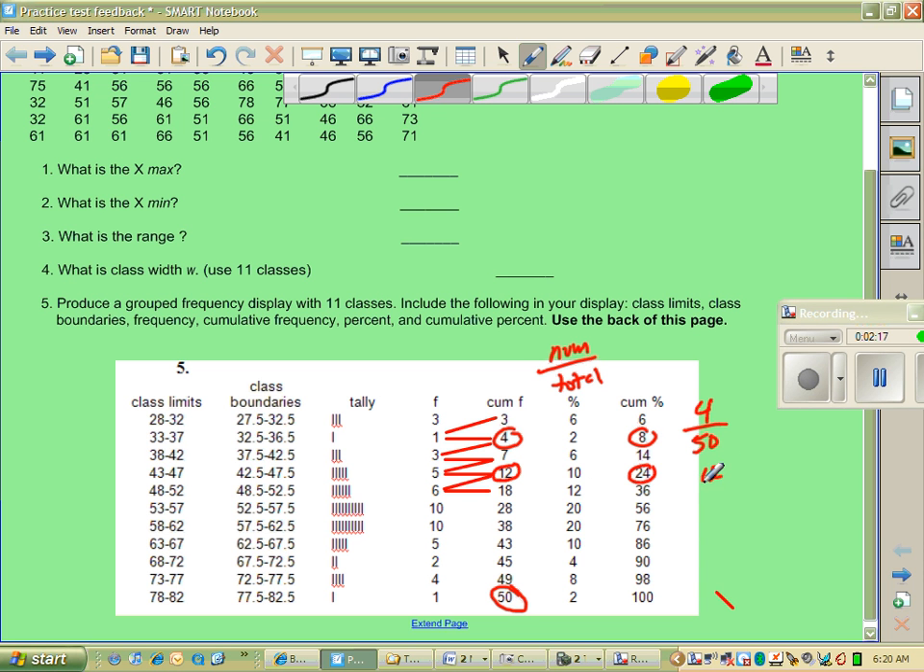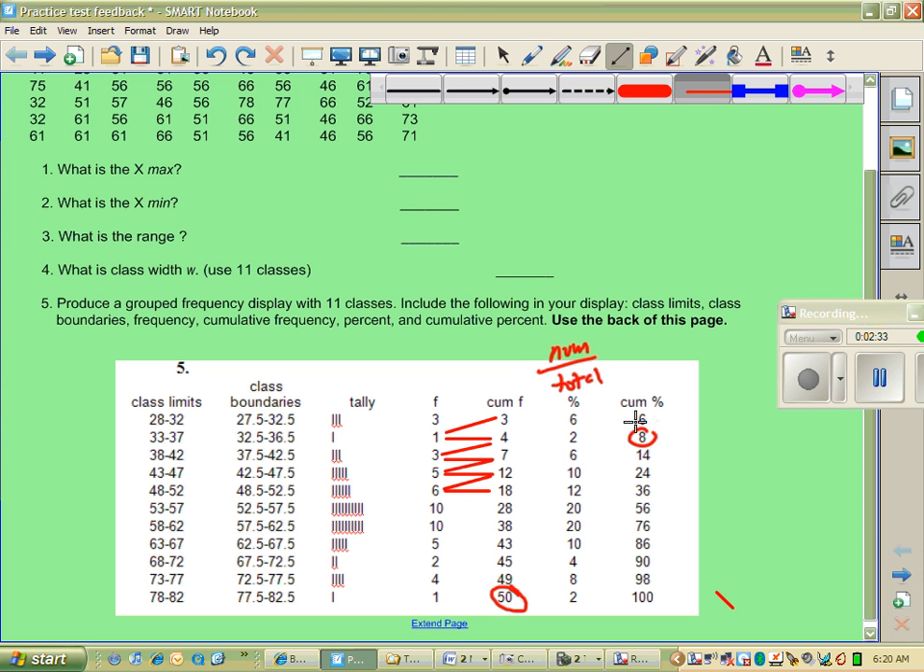Oops, my bad. Let me go back. Let me take that statement away for one second. This right here, this 8% comes from taking basically my 6 plus my 2, and that gives me 8. My 8 plus my 6 gives me 14. My 14 plus my 10 gives me 24, and so forth and so on.